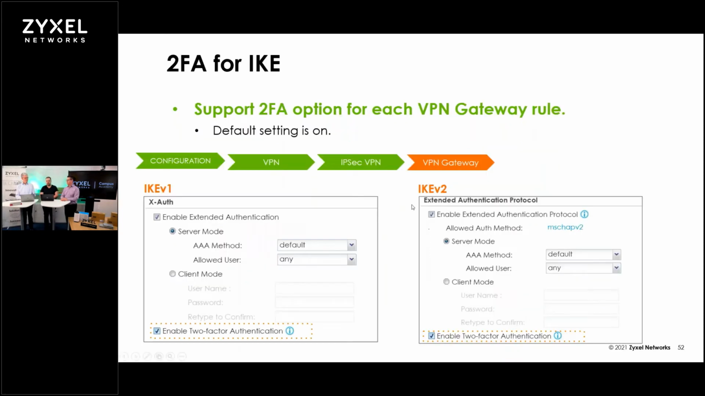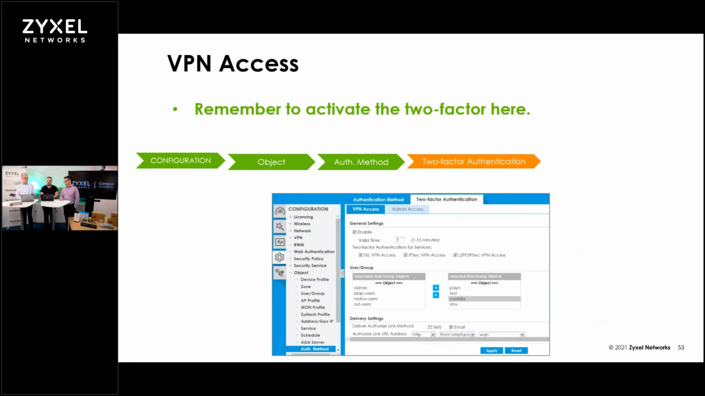The configuration will be in VPN gateway, which is the phase 1 setting of the tunnel. You need to enable the extended authentication protocol for the user login, and as second step, the two-factor authentication. The two-factor authentication also needs to be enabled in the object under two-factor authentication again, and you need to select every user you want to participate in two-factor authentication so that this scenario is working.